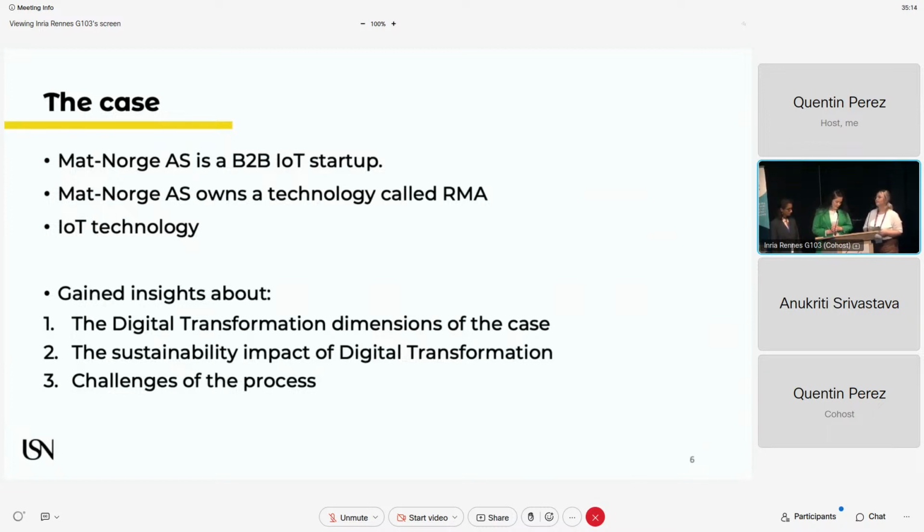During our process with the article, we have gained insights into the following topics: digital transformation dimensions of the case, sustainability impact of digital transformation, and the challenges throughout the process.